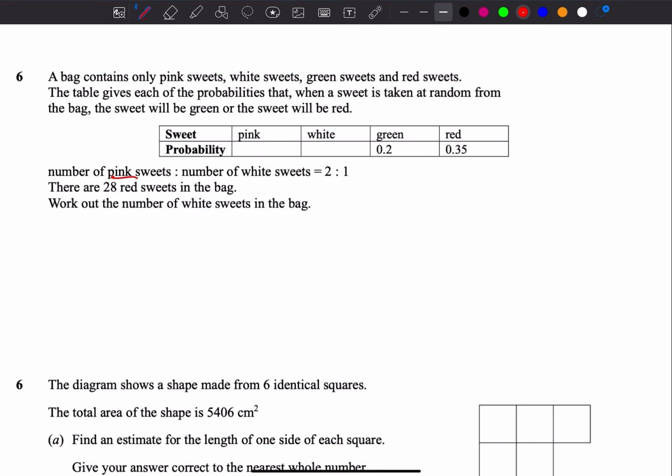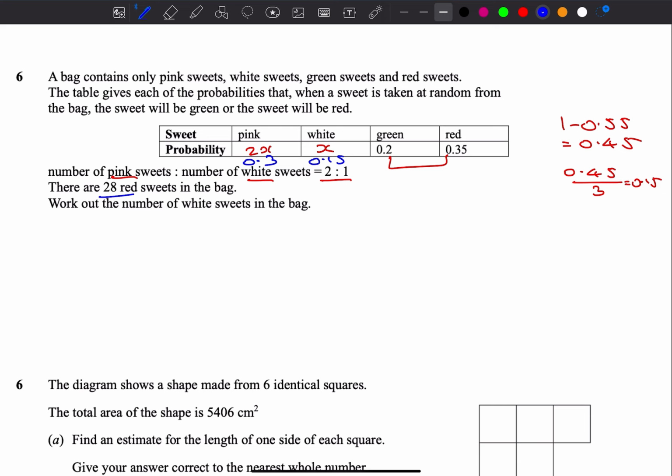The number of pink sweets to white sweets is 2:1. So you call it: pink is 2x, white is x. So the total is 0.2 at 0.35, which is 0.55. One take away that 0.55 is 0.45. Then 0.45 divided by how many x's? There are 3, which is 0.15. X is 0.15, then. If x is 0.15, 2x is 0.3.